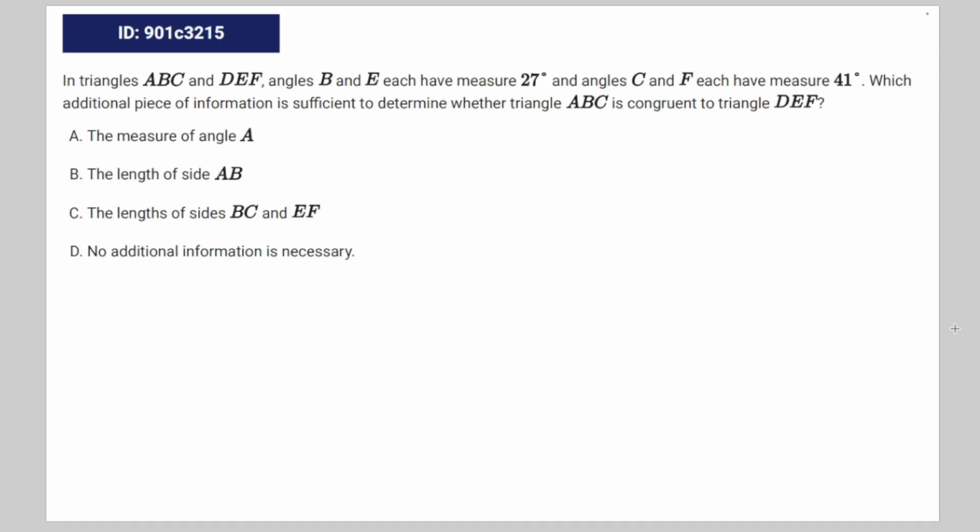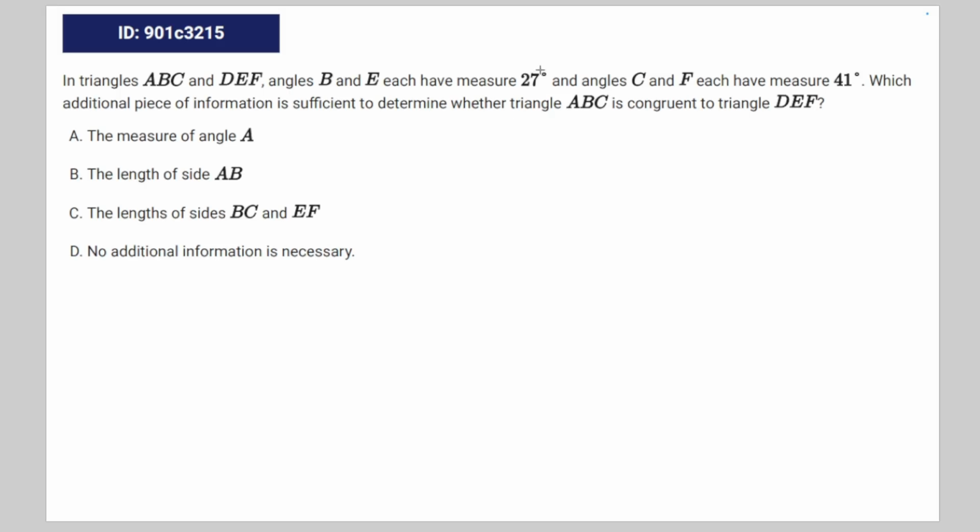Alright, so for the next question, we're talking about similarity a little more. In triangles ABC and DEF, angles B and E each have a measure of 27 degrees, and angles C and F each have a measure of 41 degrees. Which additional piece of information is sufficient to determine whether triangle ABC is congruent to triangle DEF?